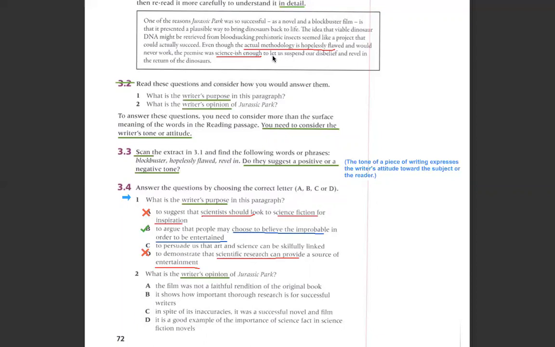And it says here, to let us suspend our disbelief. So to choose to believe in what's not true and revel in. So I told you that revel in means to enjoy. So to suspend our disbelief so that we can revel in the film. So this here matches the information. If you didn't understand what some of these words meant, you could still go through the other answers and decide whether they're right or wrong. So we know that there's no mention of what scientists should do, and the opposite of D is true.